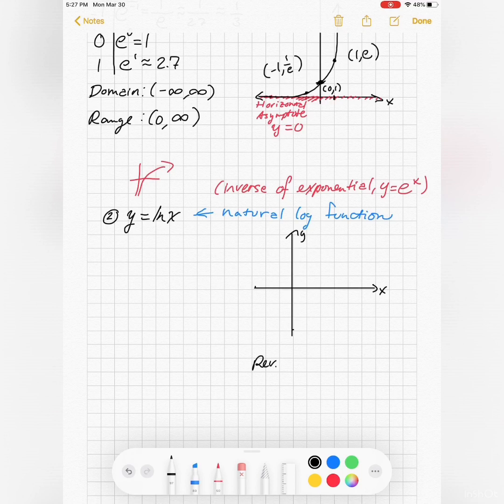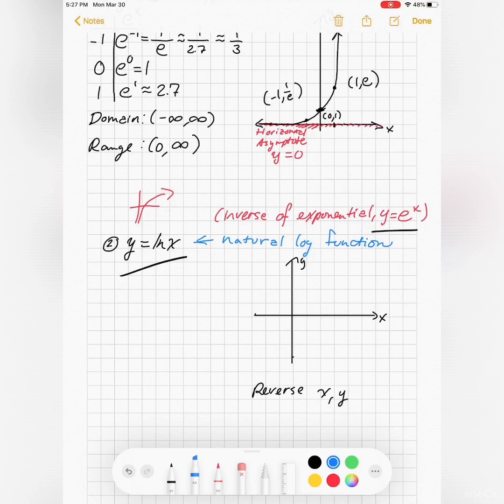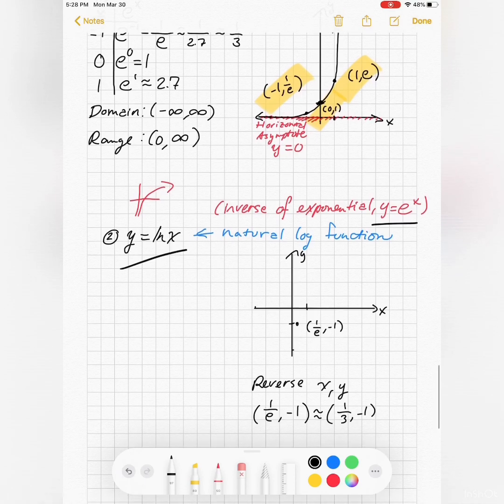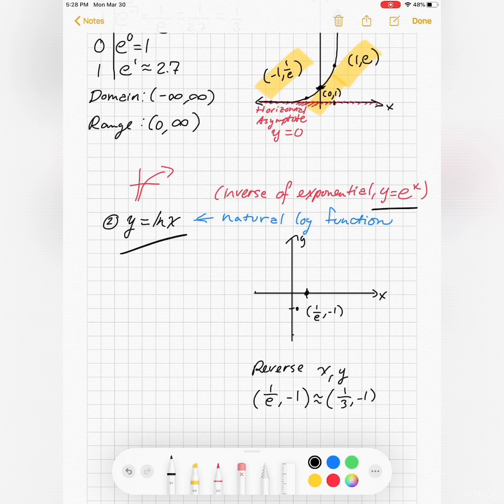Okay, so what I was thinking is, remember the log function ln of x is the inverse of the exponential function e to the x. So what if I just take my points on the previous graph and reverse the x's and y's? What are my new points going to be? Let's start on the left. So 1 over e, negative 1, that's approximately a third, negative 1. Somewhere here. Next one would be 1, 0, right?